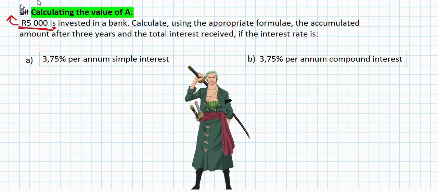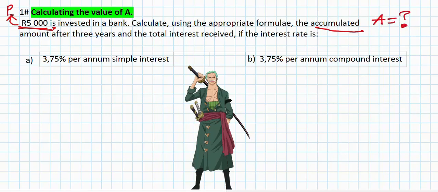Okay, it says 5,000 is invested. So this is the principal amount, unless maybe they tell us something otherwise. So far, this is the principal amount. In the bank, calculate using the appropriate formulae, the accumulated. Calculate the accumulated, which means what? A is unknown. That's what we are looking for.